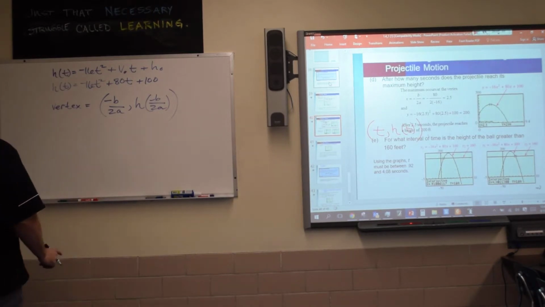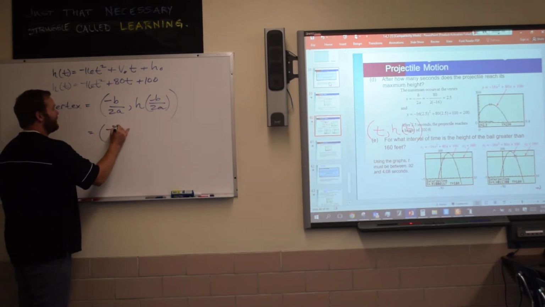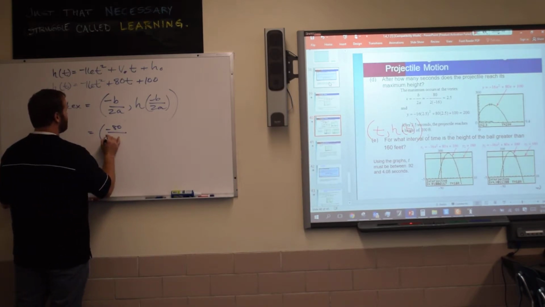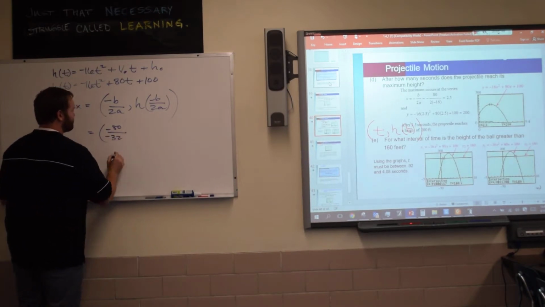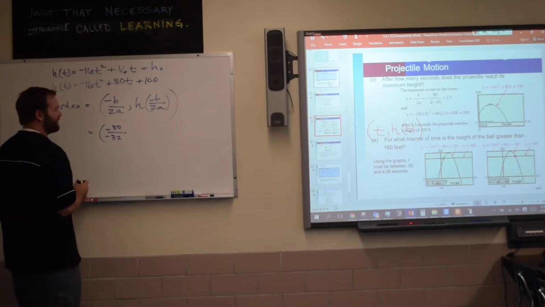So, plugging this in, finding the opposite of b over 2a, it'll be what? Negative 80 over negative 32, right? Okay. Negative 80 over negative 32. You're seeing they're doing the work on the smart board, but that gives you 2.5.